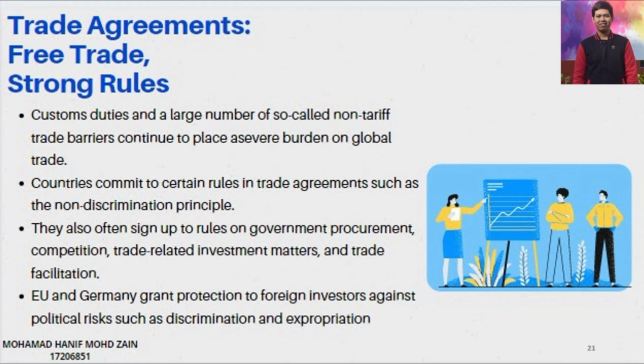EU member states have signed a multitude of investment treaties. The EU and Germany grant protections to foreign investors against political risks such as discrimination and expropriation.